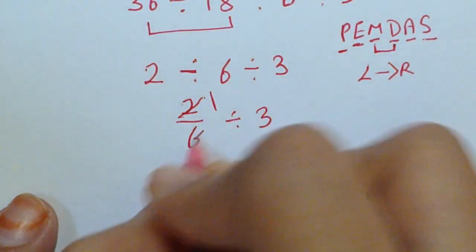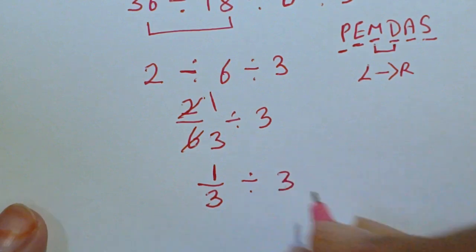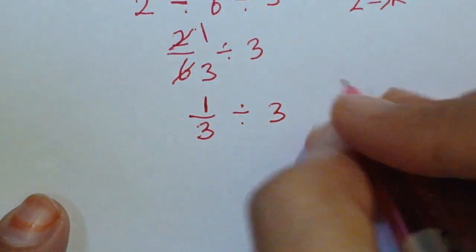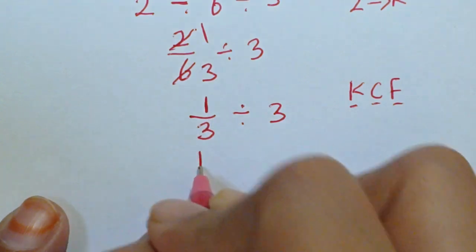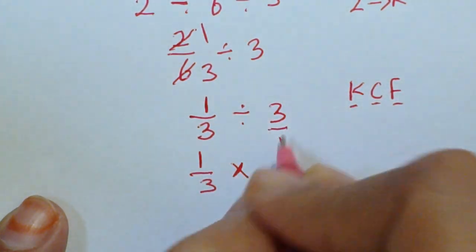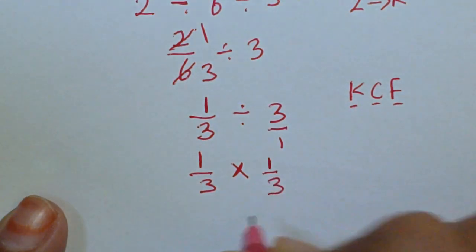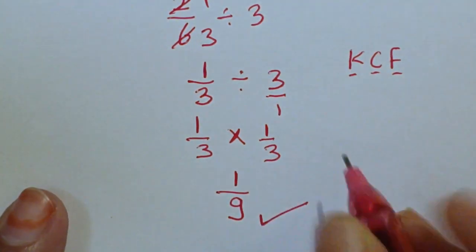So 2 ones are 2, 2 threes are 6. So 1 by 3 divided by 3. So now KCF rule, which is keep change flip. Keep the first fraction as it is, change this into multiplication and flip this one. So 1 by 9 is the correct value for this expression.